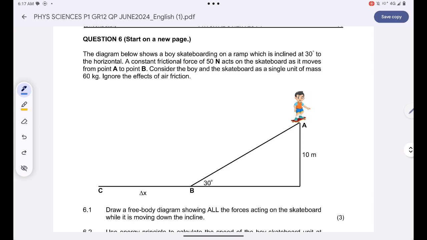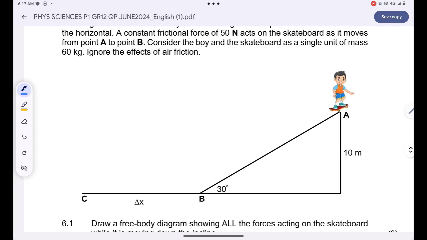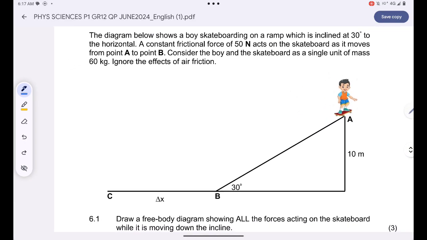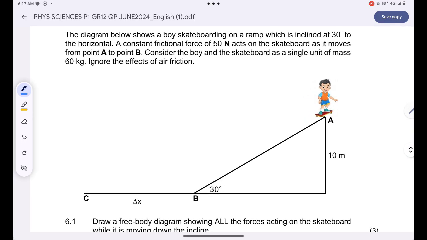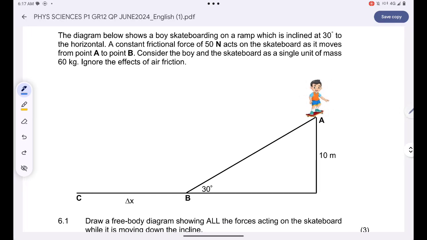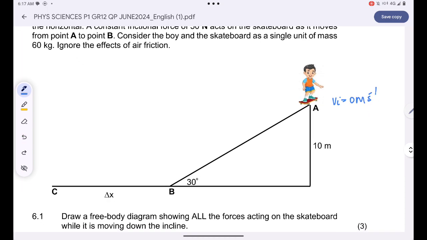Firstly, guys, an errata was provided by the examiner, and the examiner indicated that the initial velocity of the boy was 0 meters per second. Why? Because initially the boy was stationary at position A. That was the first thing that I wanted to highlight.